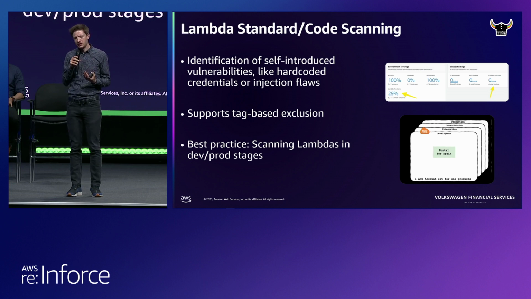And we follow an internal best practice where we use the tag-based exclusion so that we only scan Lambdas in the development environment, because our developers need early access to vulnerabilities, but also in production stages, because that's the most sensitive environment in the end.